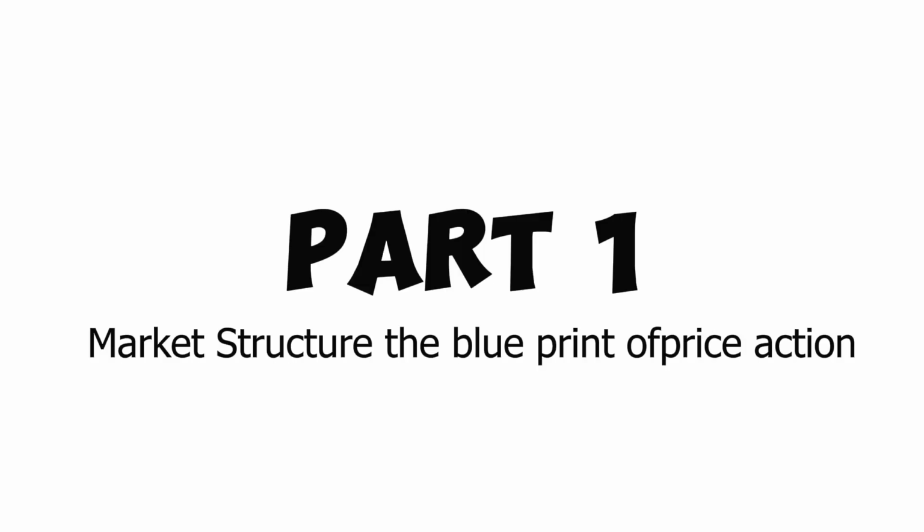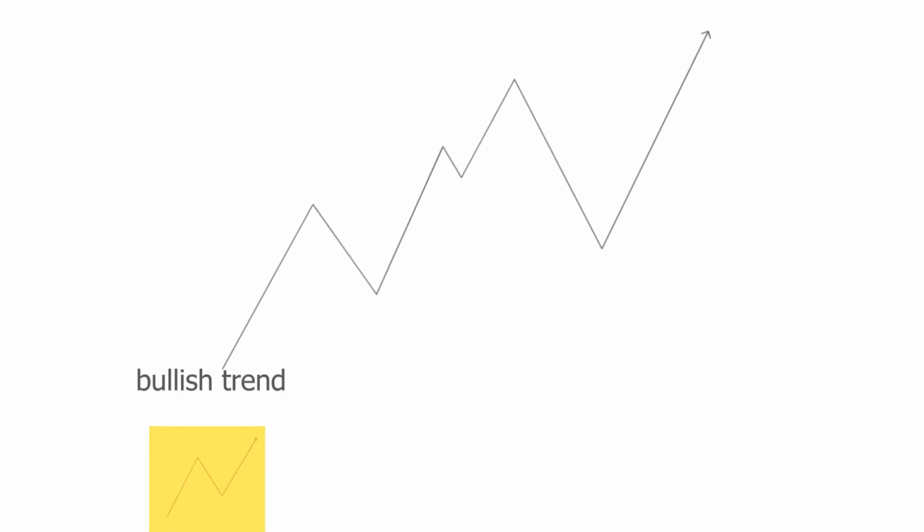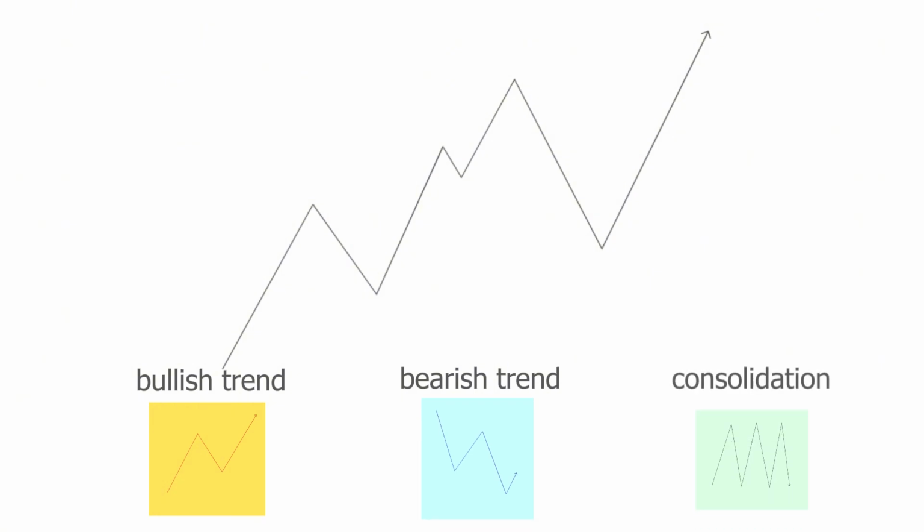Market structure, the blueprint of price action. Market structure is basically the roadmap of price. It tells us where the market is heading. And in trading, price doesn't just move randomly, it follows patterns that reveal trends. We have 3 types of trends. Bullish trend, when price keeps making higher highs and higher lows. Bearish trend, when price makes lower lows and lower highs. Consolidation, ranging market, when price is just chilling sideways, trapping traders left and right.